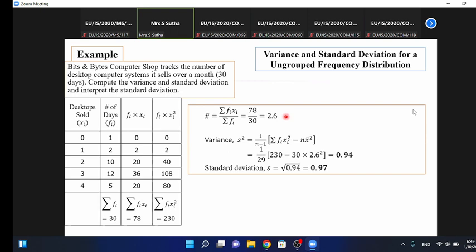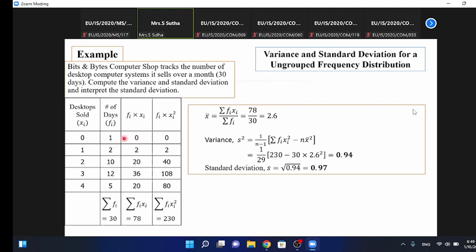So to get the standard deviation, first we have to calculate the variance. The variance, actually, this is the computational formula we applied here: summation of fi xi squared minus n into x bar squared, times 1 over n minus 1, that is 29. Then fi into xi squared. Here you already got fi into xi. To find fi into xi squared, this term is multiplied one more time by xi.